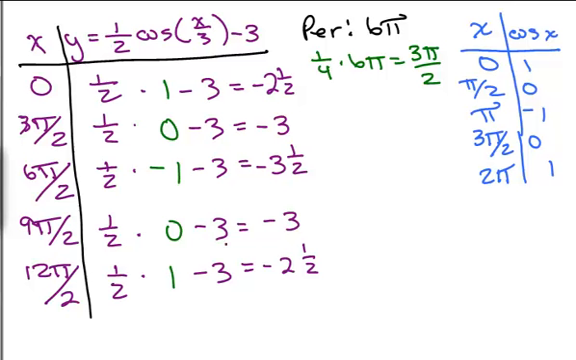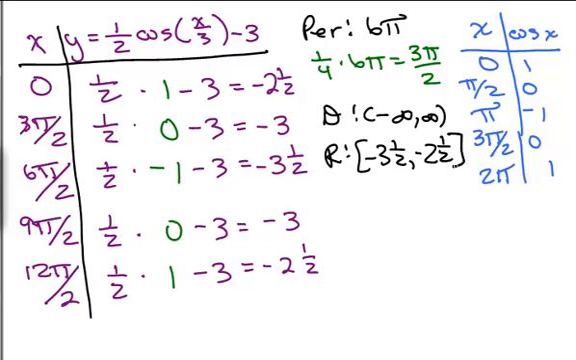So these are going to be our coordinates on our x and our y axes. We've got the period, and we already figured out the domain before. That was negative infinity to infinity. Now we could look at this, and what's the range? Negative 3.5. You always put the smaller number on the left, and if you want to write negative 7/2, that's fine. It goes between negative 7/2 to negative 5/2.